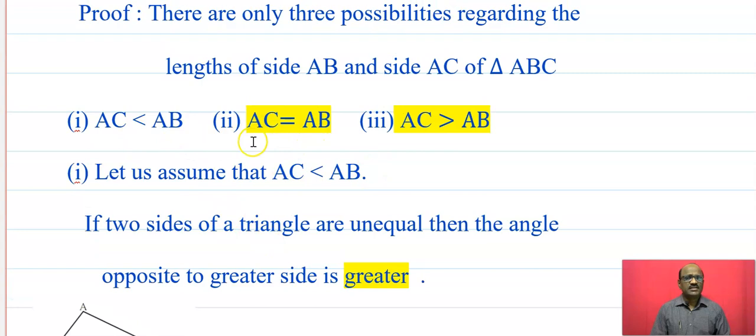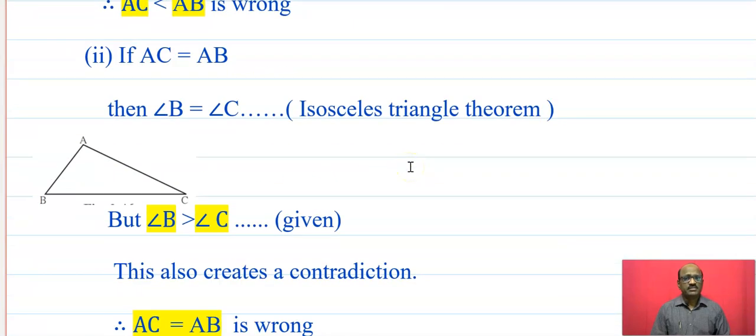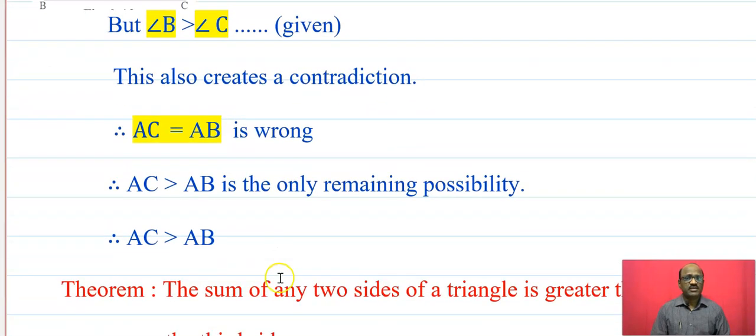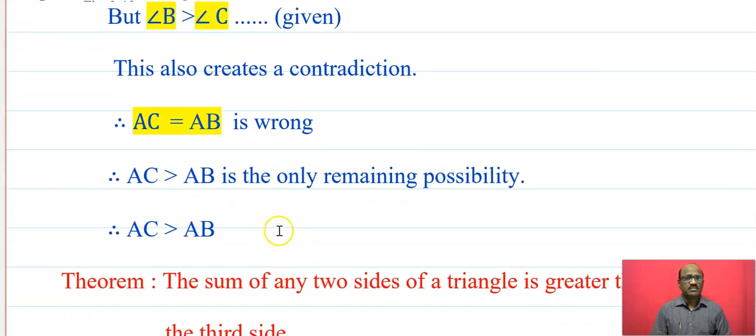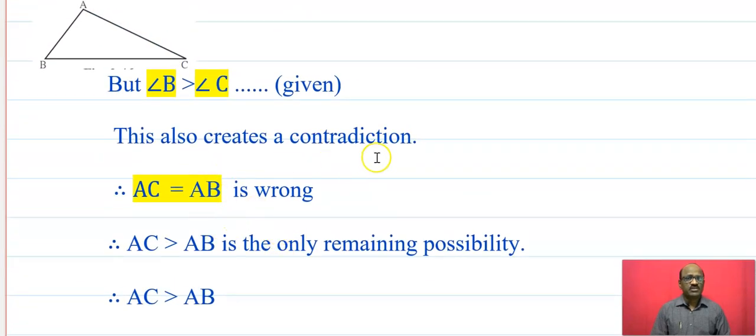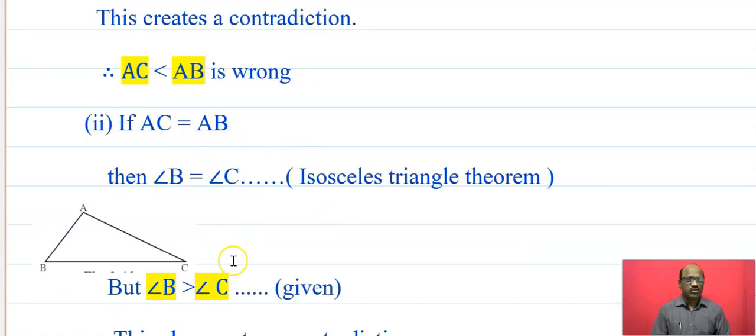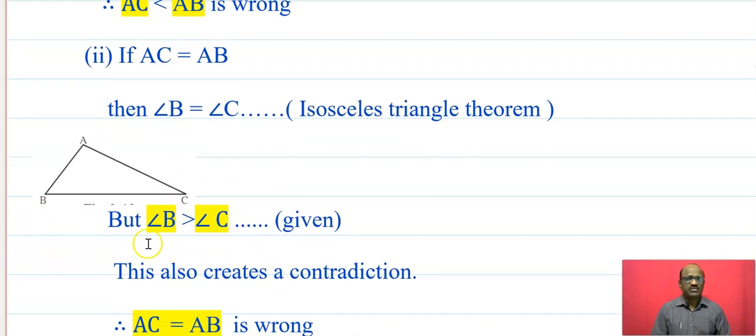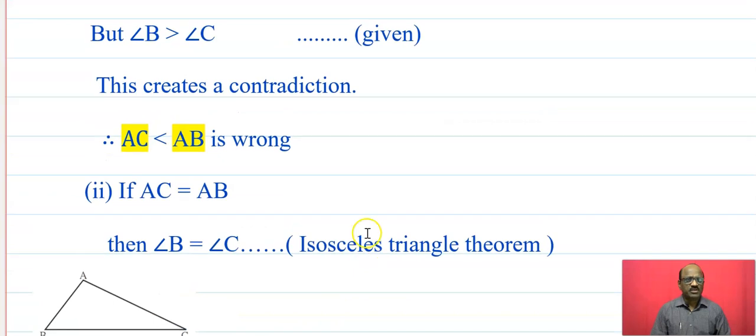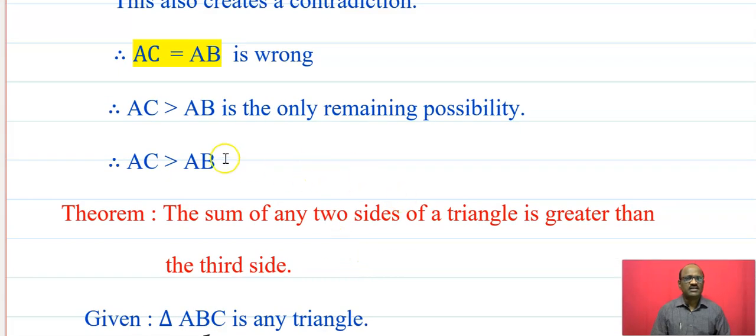What about the second? If AC is equal to AB, then what will happen? These two angles will be equal. That is, measure of angle B is equal to measure of angle C. But again, we have given that the measure of angle B is greater than measure of angle C. Now the two possibilities are wrong. Therefore, it's clear that the third possibility is correct. Therefore, AC is greater than AB.